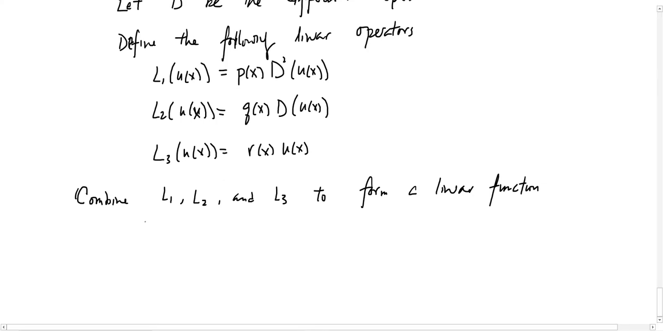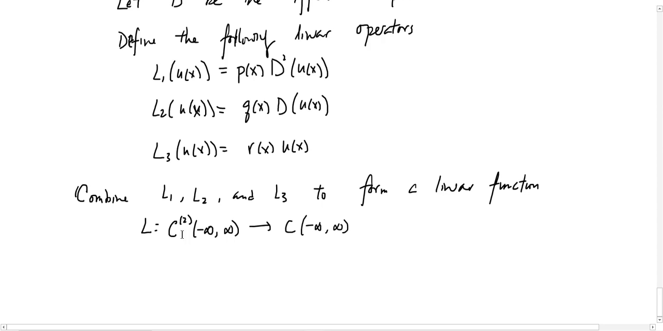So I'm going to define this linear operator L that goes from the second continuous derivative function space to the continuous function space. The reason I have to go from the second continuous derivative function space is that I have to make sure the second derivative of u of x is continuous. That way in L1, this operator will allow me to multiply p of x, which is a continuous function, by another continuous function, the second derivative of u of x. And that way it won't cause an issue.